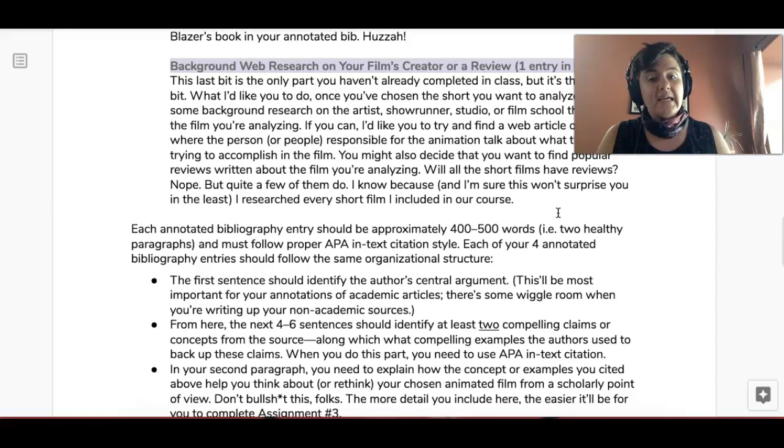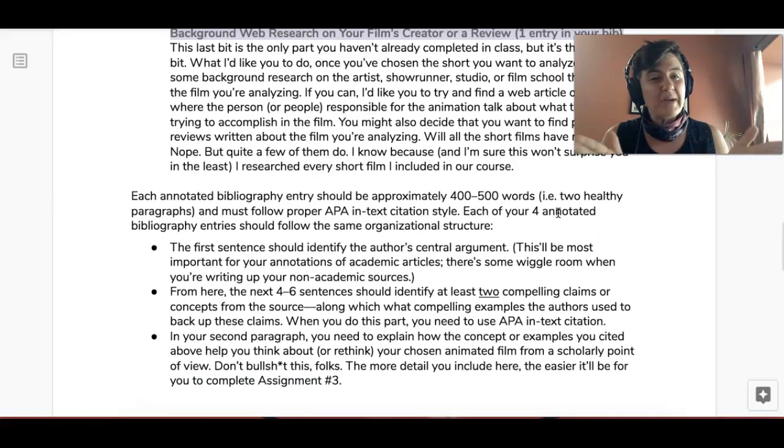And yeah, each annotated bibliography entry should be 2 healthy paragraphs long. So you'll have the citation and then 2 paragraphs underneath of it, and then the next citation and 2 paragraphs underneath of that. Repeat that, right? So that you're doing it 4 times. So that's the assignment. That's assignment 2.